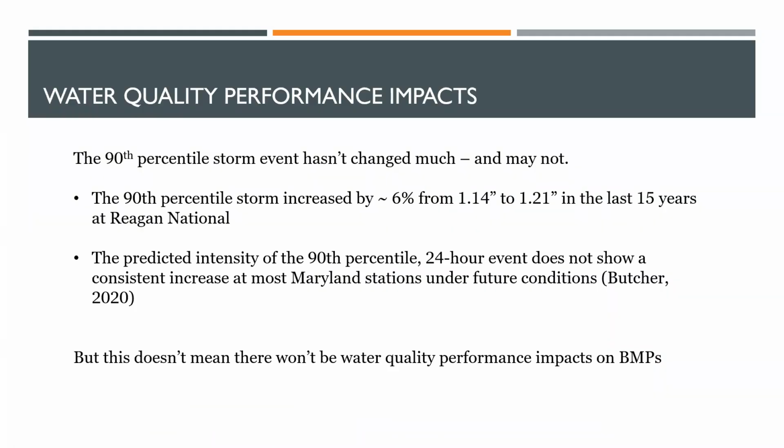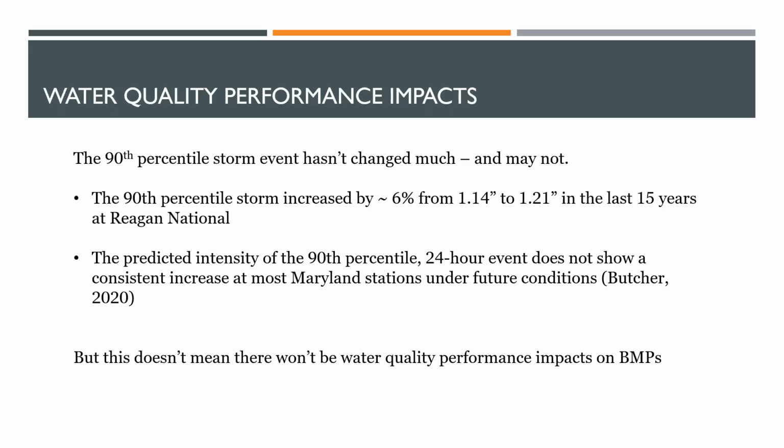So getting into the water quality performance, because this is a concern certainly for LID practices that are usually designed for this purpose. The good news is, for folks in this area, most of these water quality BMPs are designed to capture and treat the 90th percentile storm event, which hasn't changed all that much. We did a preliminary look using precipitation data from Reagan National Airport in DC, and found that the 90th percentile storm had only increased by about 6% in the last 15 years. If you consider error bars and things like that, that's a pretty insignificant amount of change.